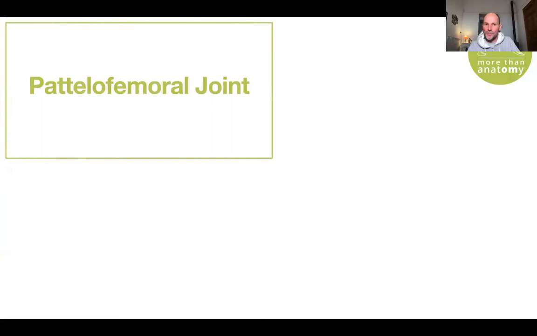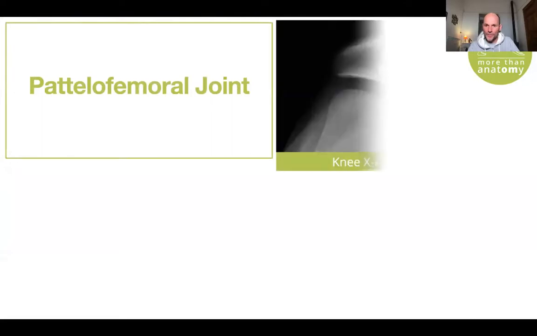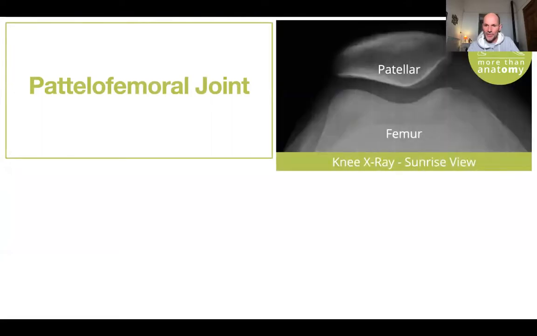Let's have a quick look at the patellofemoral joint. This is what we call a sunrise view of the knee. Essentially, we're looking at the top of the femur through here and the groove of the femur, the femoral trochlear. Again, you can see the space between the patella and the femur. This again is filled with hyaline cartilage, and that allows that smooth, easy movement.